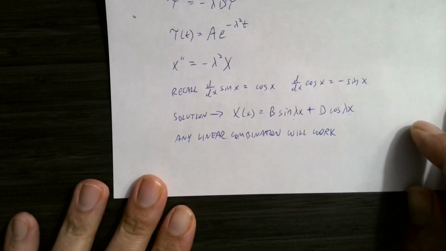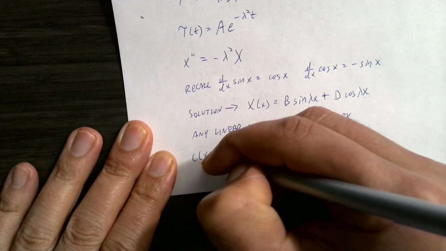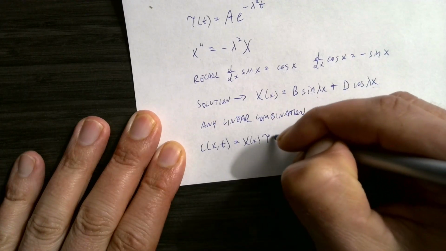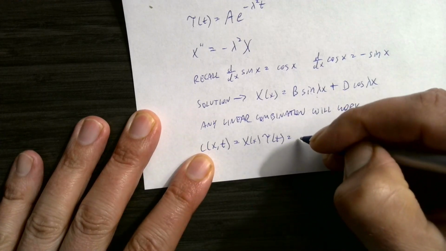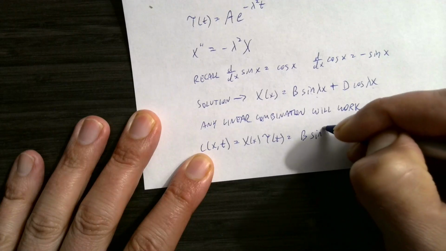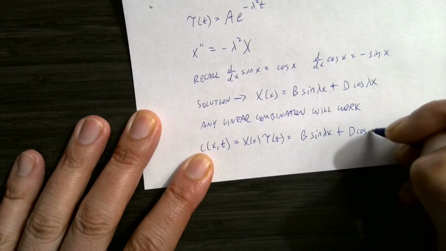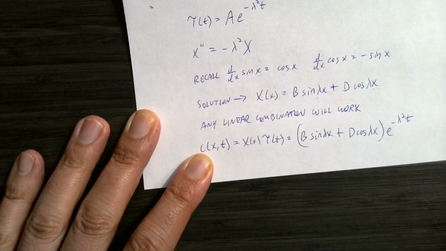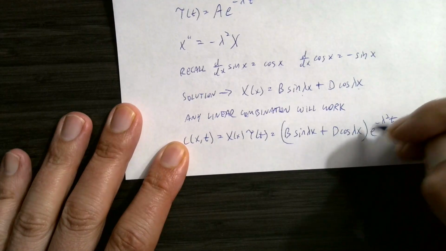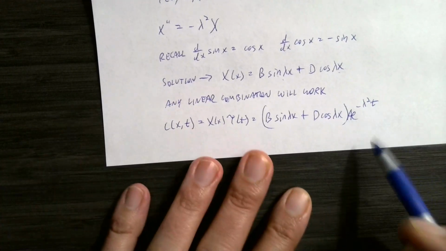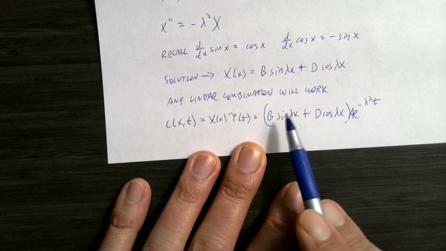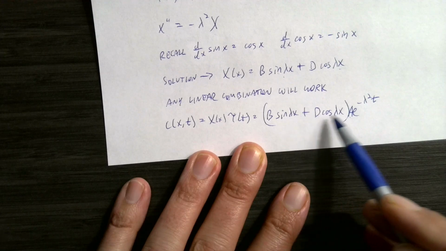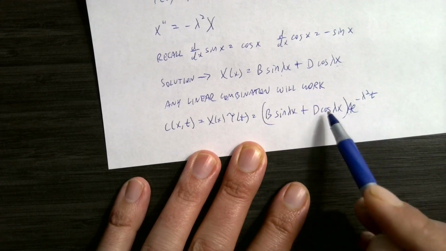Okay, and if that's true, then that tells us we're making some progress. C of x,t needs to be X of x times big T of t, which is B sine lambda x plus D cosine lambda x, times e to the minus lambda squared t, times an A there. So there's an A here and there's a B here. These are unknown constants that we need to then figure out. If I take the A and B, put them together, I've still just got some other unknown constant, and likewise with A and D. So while it looks like there are 3 of them, really there's only 2.